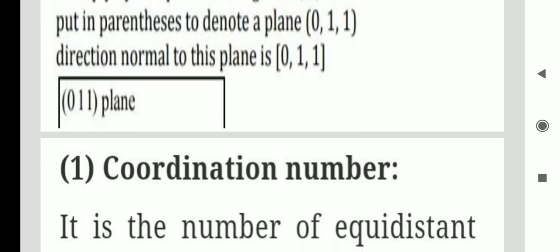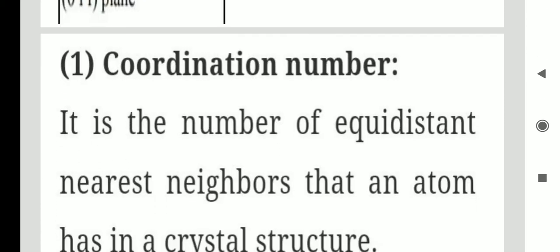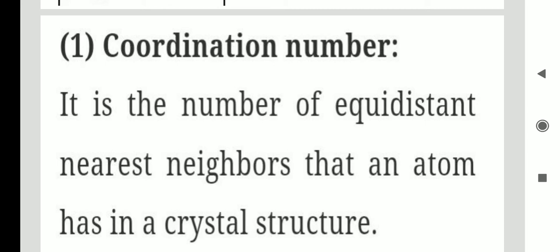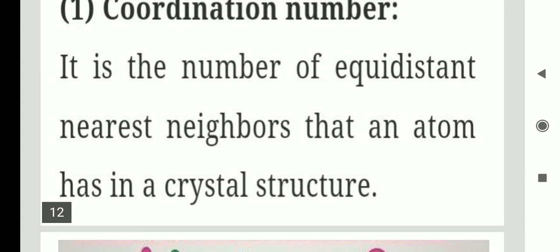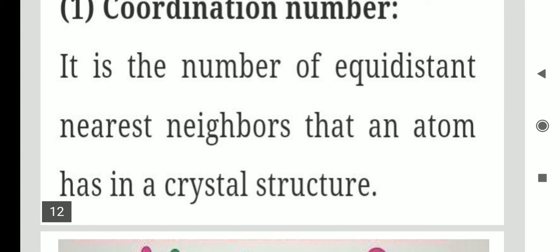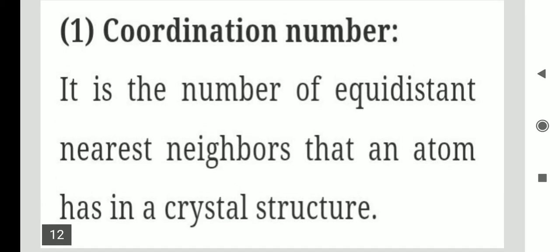Now we come to another concept. What is coordination number? It is the number of equidistant nearest neighbors that an atom has in a crystal structure. In a crystal structure, any atom has equidistant neighboring atoms. It is a repeating structure, that's why it is surrounded by a number of atoms. But among these atoms, the ones at equal distance near the center of the considered atom give the coordination number.